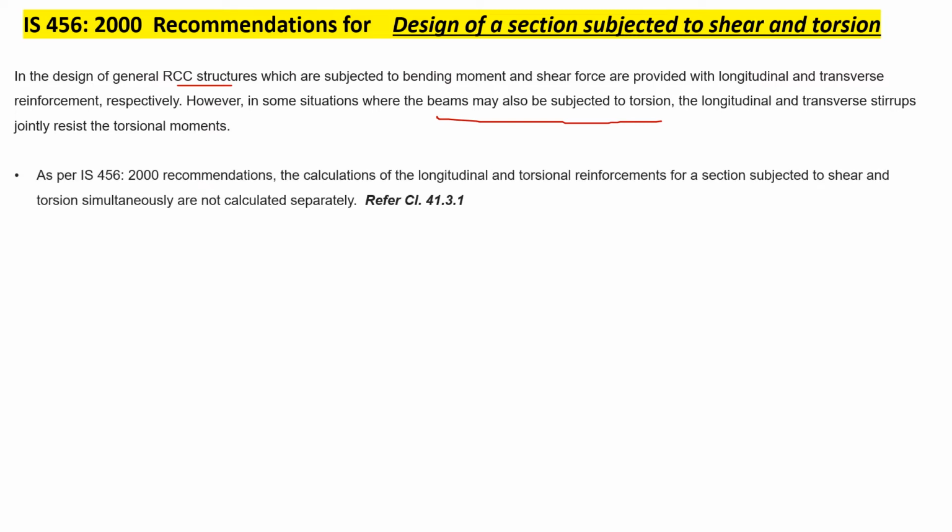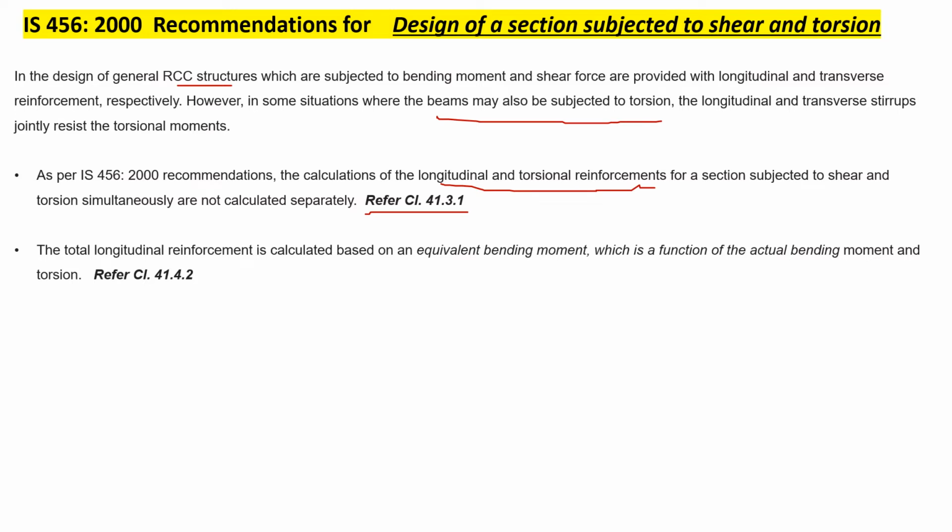Now as per IS 456 recommendation, how do we do the calculation? The calculation of the longitudinal and transverse reinforcement for a section which is subjected to shear and torsion simultaneously, that means now the section is experiencing some torsional movement also, is not done separately, and we can refer to clause 41.3.1 of the IS 456-2000 version.